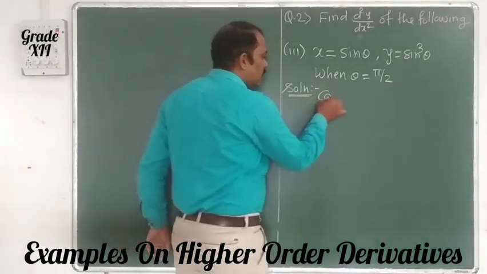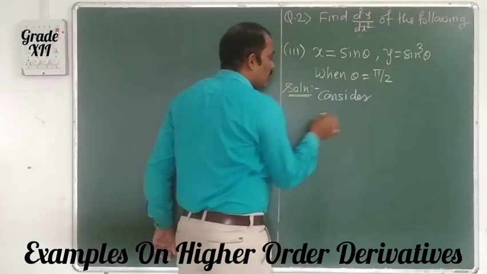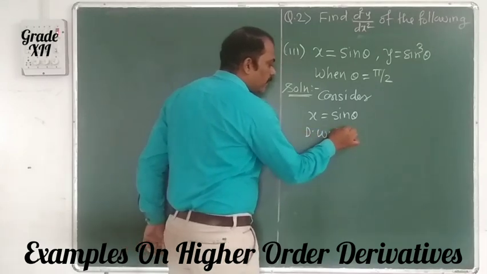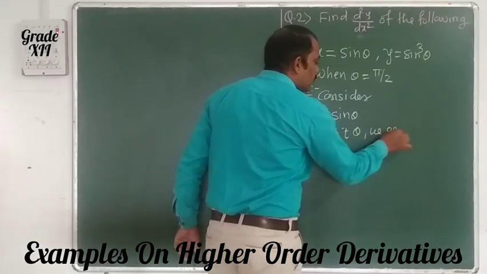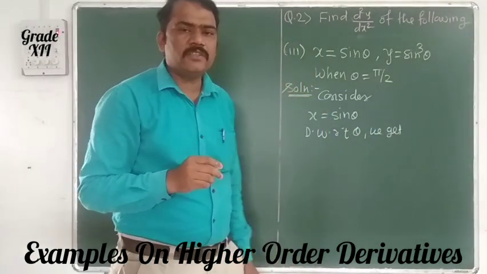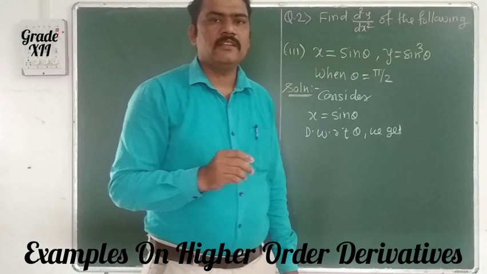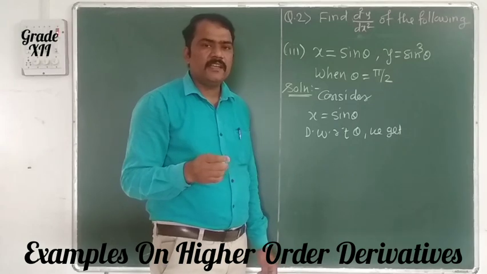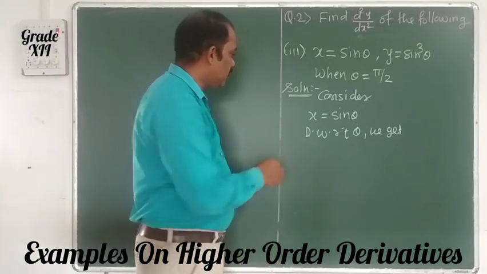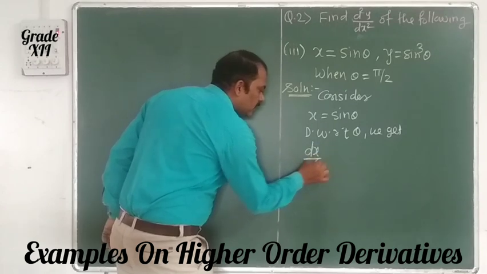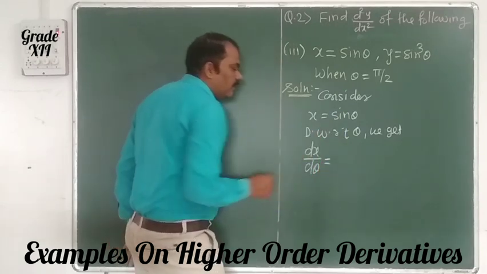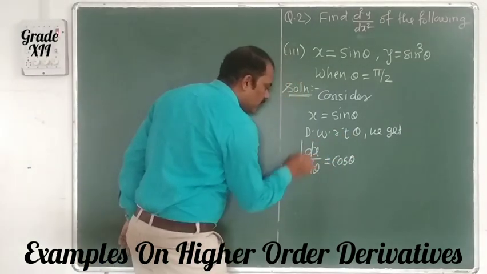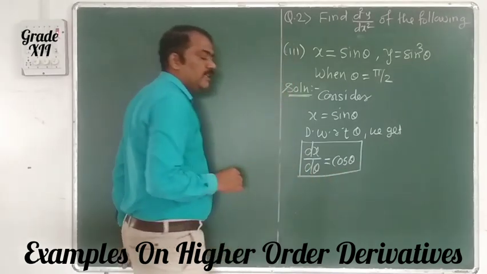Okay, so we have to consider x is equal to sine theta. We have to differentiate with respect to theta. So the differentiation of x with respect to theta is nothing but dx by d theta is equal to, what is the differentiation of sine theta with respect to theta? It is nothing but cos of theta, which is the value of dx by d theta.